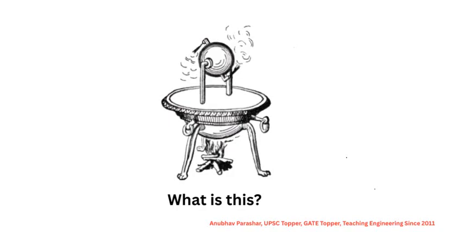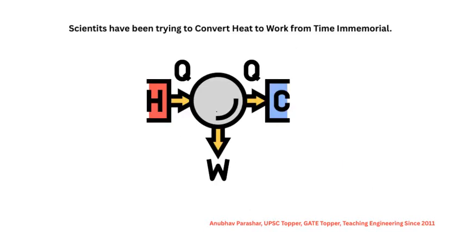Dear students, can you tell me what is this that you can see in the picture? Wait for the next 5 minutes and you will get to know. Well, scientists have been trying to convert heat into successful work, good work, right? Since time immemorial. We don't even know when they started. Our memory does not permit us.